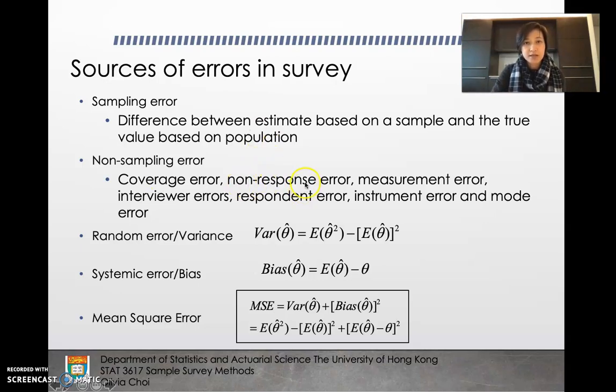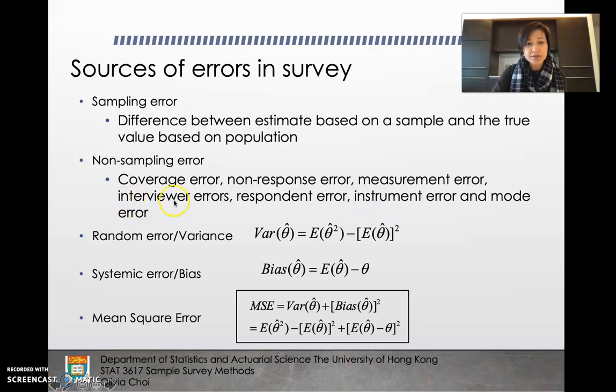Non-response error means the interviewee does not respond. Again, we can avoid that. For example, if you decide to conduct a telephone interview and you call during the daytime on weekdays, then likely the response rate will be very low, because most of the residents went out to work and did not respond. So we have a very low response rate. Again, we can avoid it with a better design of the survey.